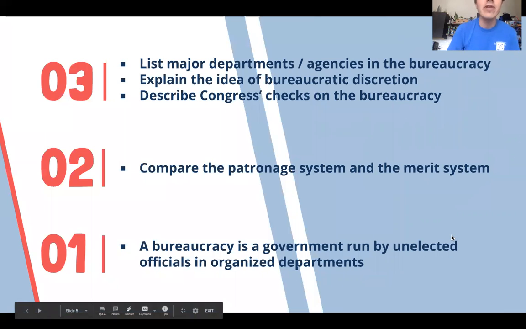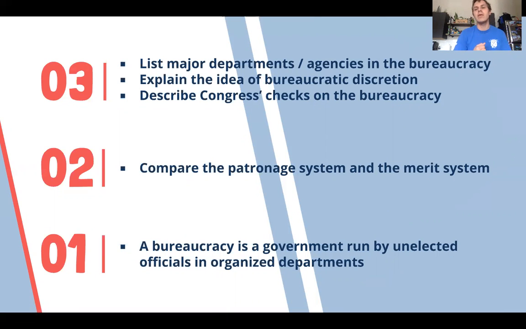So you put it all together, and here's what you're looking to do. Those 3 major concepts: list the major departments and agencies, explain the idea of bureaucratic discretion, and describe Congress's checks on the bureaucracy. 2 things to compare and contrast are the patronage system and the merit system, both ways of selecting and promoting bureaucrats. And finally, don't forget that 1 chapter mantra: a bureaucracy is a government run by unelected officials in organized departments.